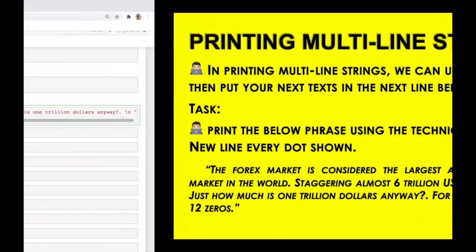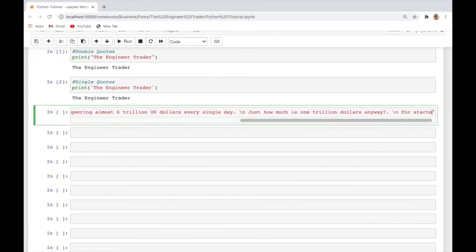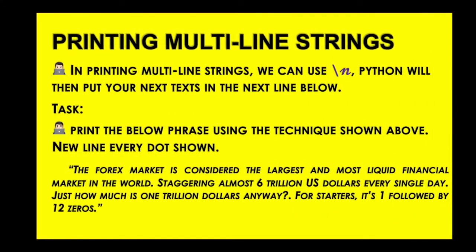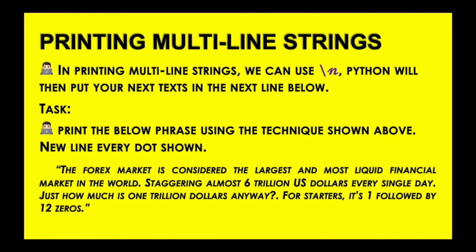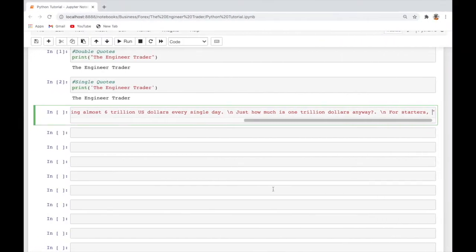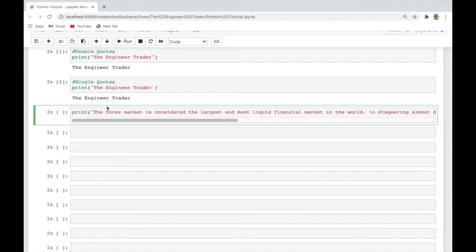For starters, comma, it's 1 followed by 12 zeros. Then dot. Okay, so since we use the backslash then letter N in our print function, let's try to run this.